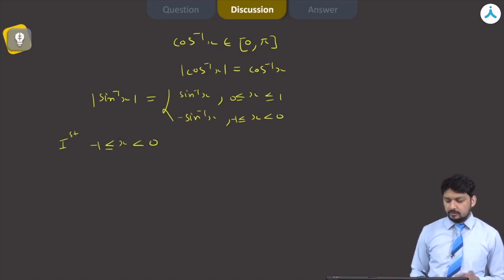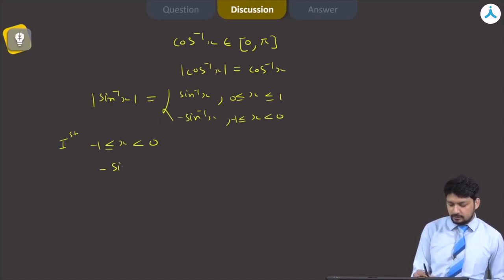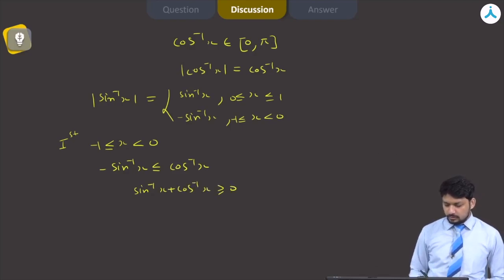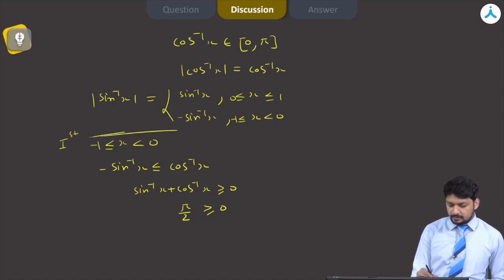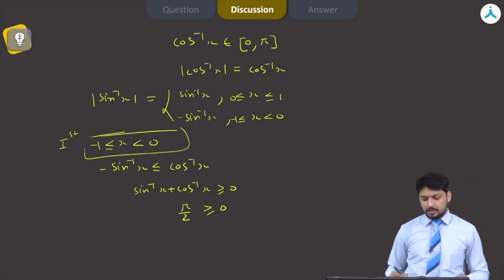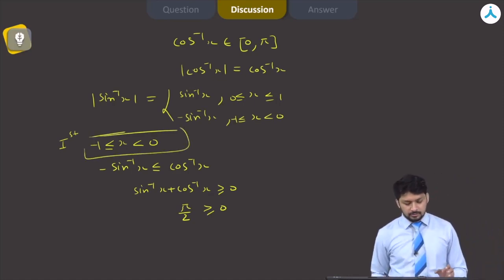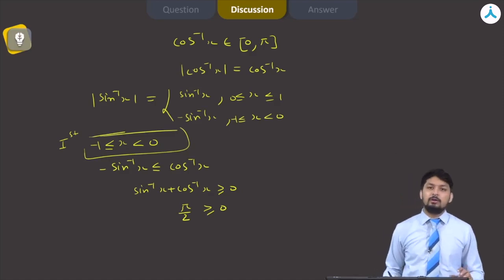Now in this case, mod of sin inverse x is equal to minus sin inverse x. Therefore, minus sin inverse of x is less than or equal to cos inverse of x. So this will give sin inverse of x plus cos inverse of x greater than or equal to 0. And this is equal to pi by 2. Therefore, pi by 2 is always greater than or equal to 0. So this is the complete answer. That means for all these values, this inequality will always hold.